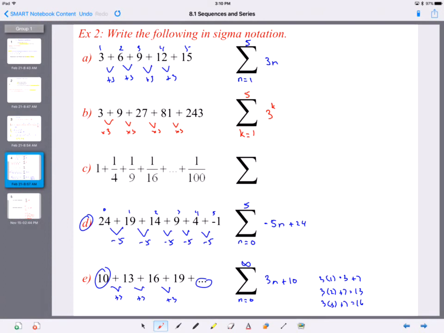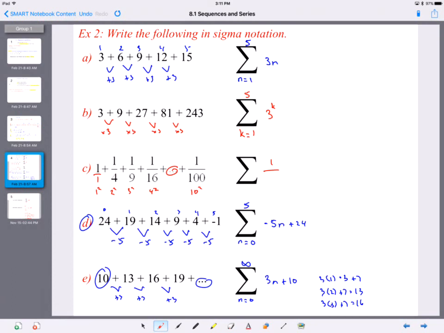And then the last one here on C. So if you look at C, you got 1 over 1, 1 over 4, 1 over 9, 1 over 16, and then it jumps and goes all the way up to 1 over 100. Well, what's happening? The 1 on top is just staying. What's happening to your 1, 4, 9, 16? Those should look very familiar. 1 squared, 2 squared, 3 squared, 4 squared, 5 squared, and then you get up to 10 squared.